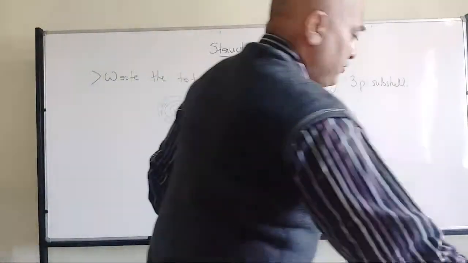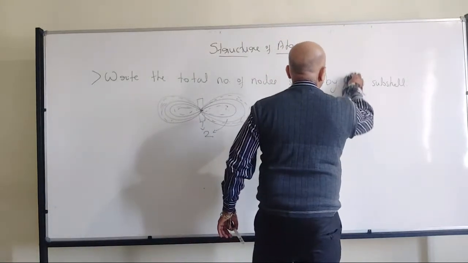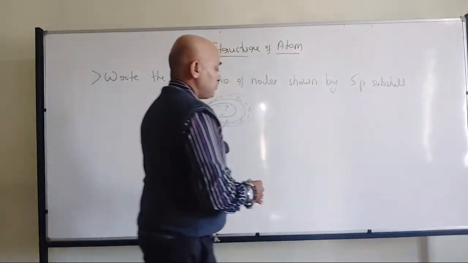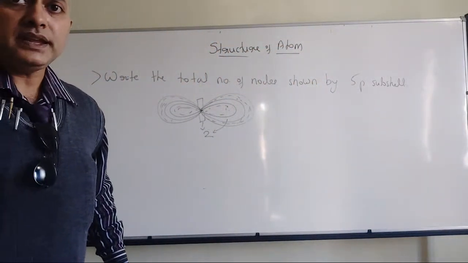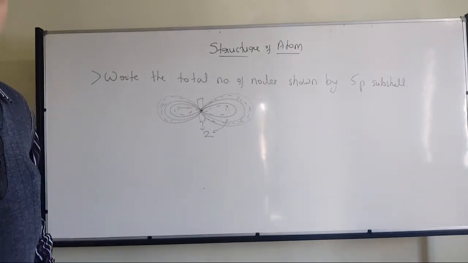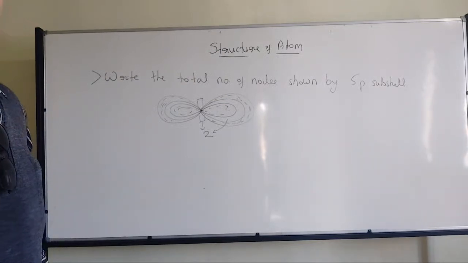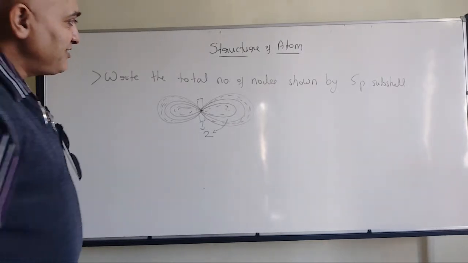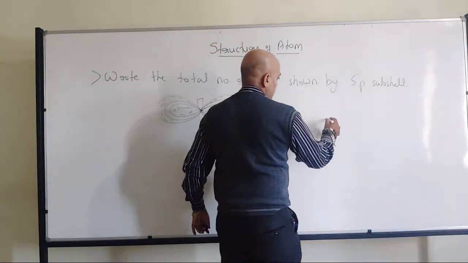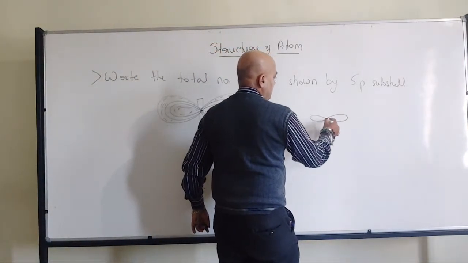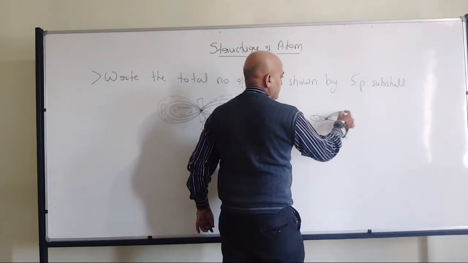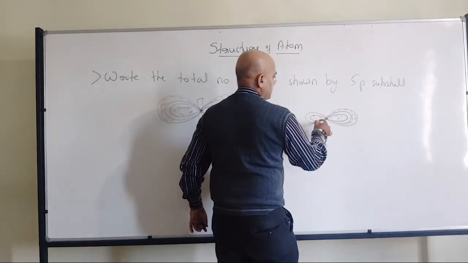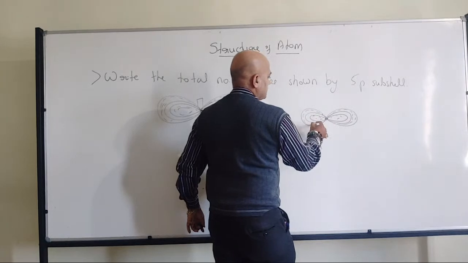Same way, can you tell me what is the total number of nodes shown by 5p? What is the total number of nodes shown by 5p? Can anyone? Yes, Chidhan, it will be 4. Yes, you are absolutely right. See, for example, this is 2p. Okay. So this is 3p. No need to draw the picture every time. To make you understand, I am writing.